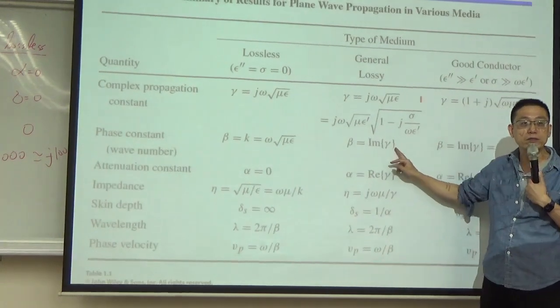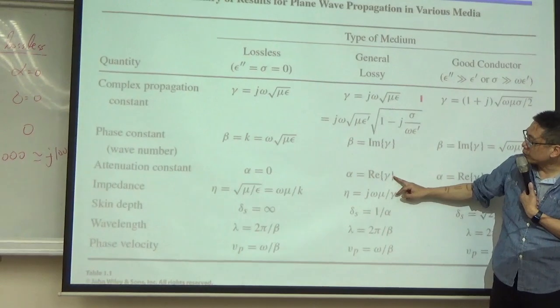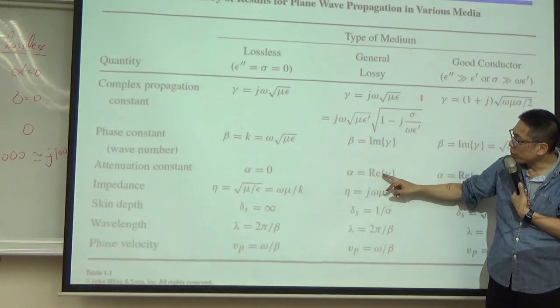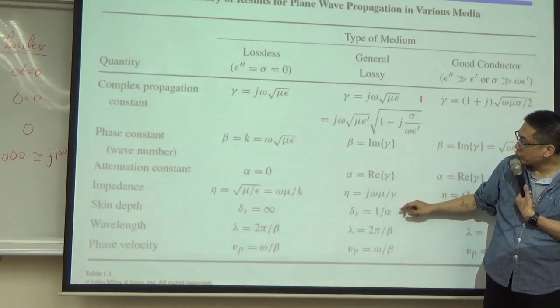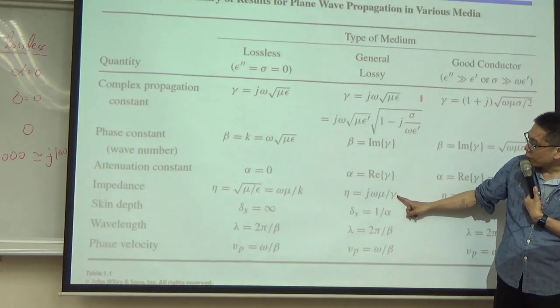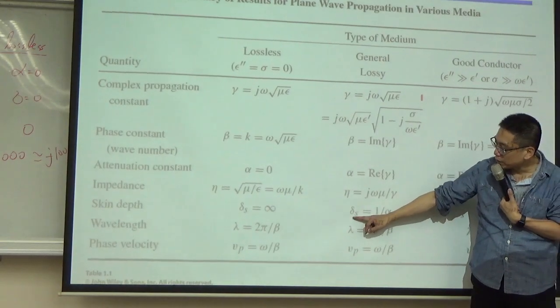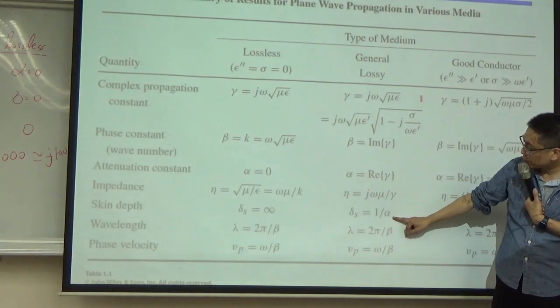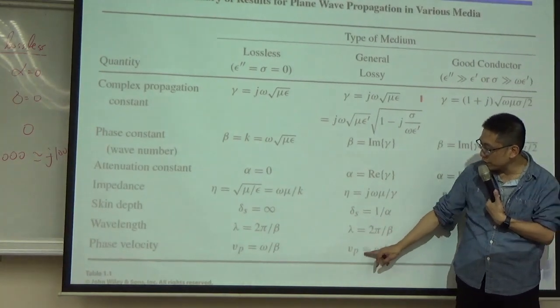Maybe omit the minus. Okay. Alpha equals the real part of gamma, and eta will become a new equation that depends on your propagation constant. It is a complex number. This is the skin depth, 1 over alpha. Lambda is the same, VP the same.